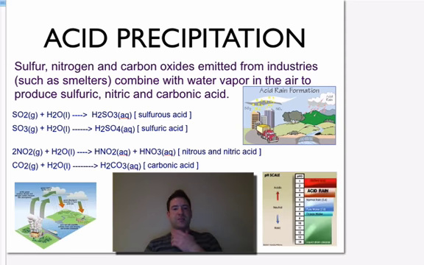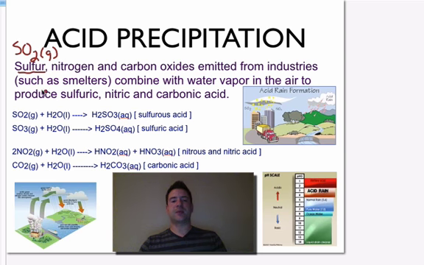So acid precipitation, to understand what it is, it's acid rain. And so the formation of acid rain is basically going to come from three gases. It's going to come from sulfur, and we're going to say that is sulfur dioxide, so it's SO2, and it's in a gaseous state. Then it's going to also come from nitrogen, so we're going to say nitrogen dioxide gas, so NO2, and then carbon oxides as well, so we'll just say carbon dioxide.